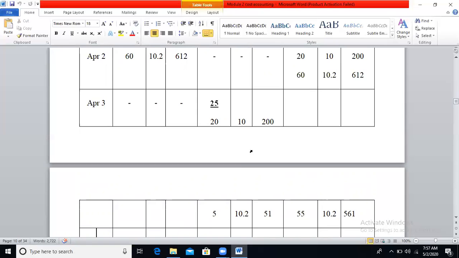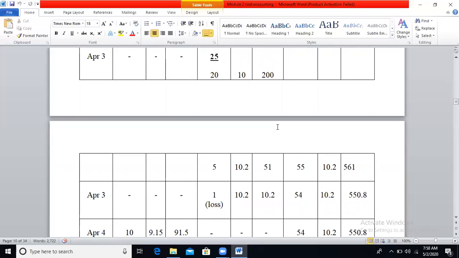So out of 60, if you issued 5 units, the balance will be 55 units at rupees 10.2. The total value will be 561. Now the 20 units will be completely over. For the next issues, you have to consider only from the 60 units batch. The next transaction is on the same date, stock verification reveals loss of 1 per ton. So I told losses also should be considered as an issue and shortages also will be considered as an issue.